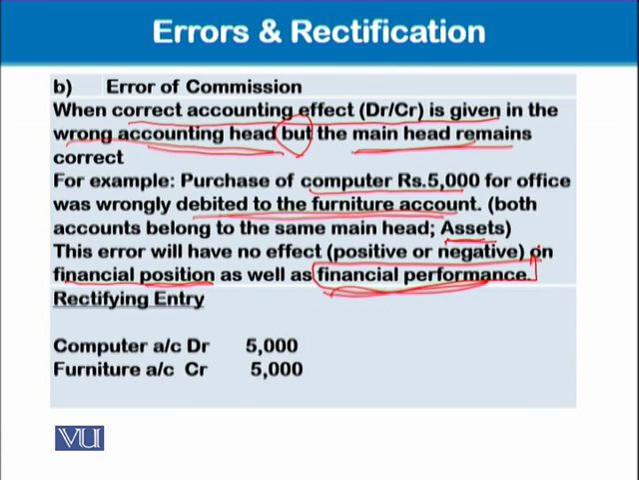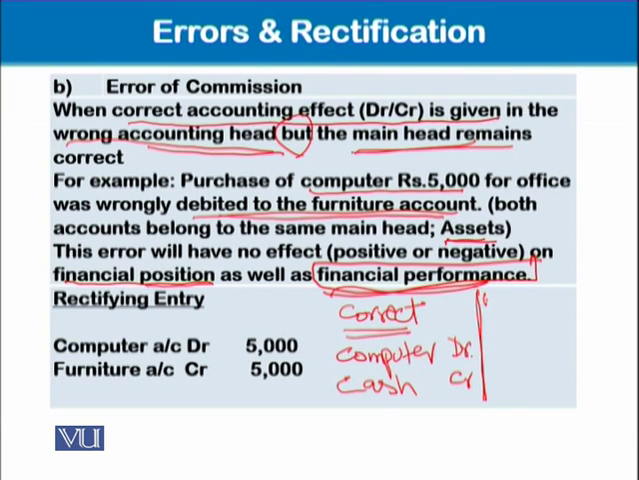Well, the thing is, let me give you a tip, that whenever this type of situation is there, pass the correct accounting entry. What was the correct original entry? That was in fact computer debit and cash credit. Okay, so what wrong we did? The wrong that we did was furniture debit and cash credit. Okay, this is the wrong that we did.